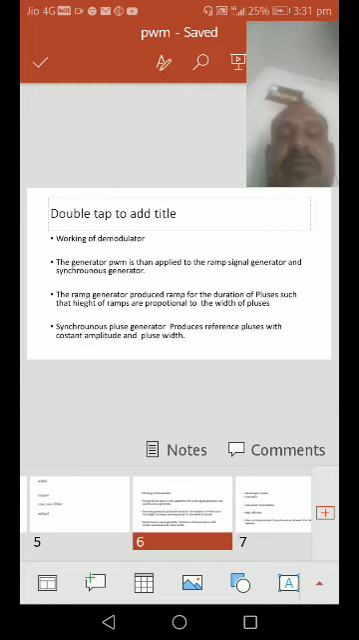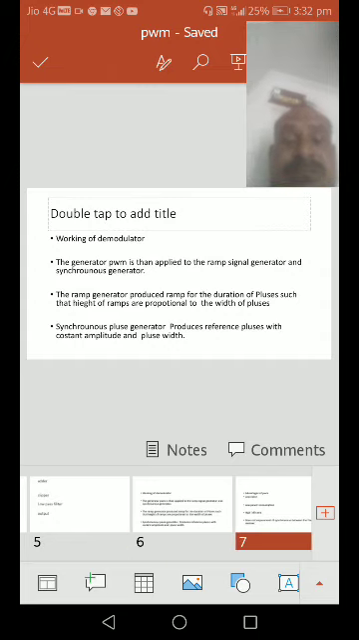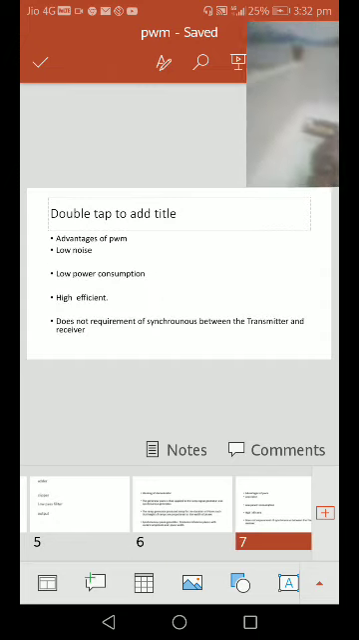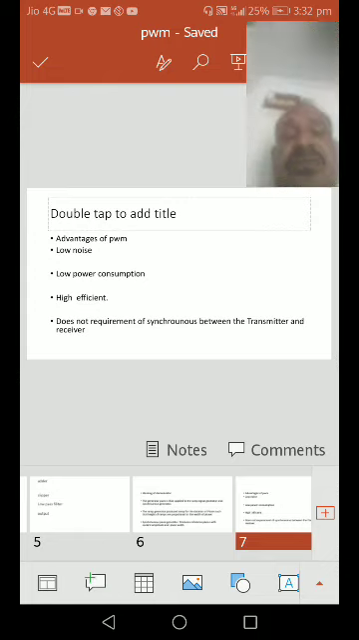That is the ramp generator, by designing the circuit. The synchronous pulse generator produces reference pulses with a constant amplitude and a pulse width. We have a constant amplitude and a pulse width, and this is basically the demodulator circuit. Now, what are the advantages and disadvantages of pulse width modulation?